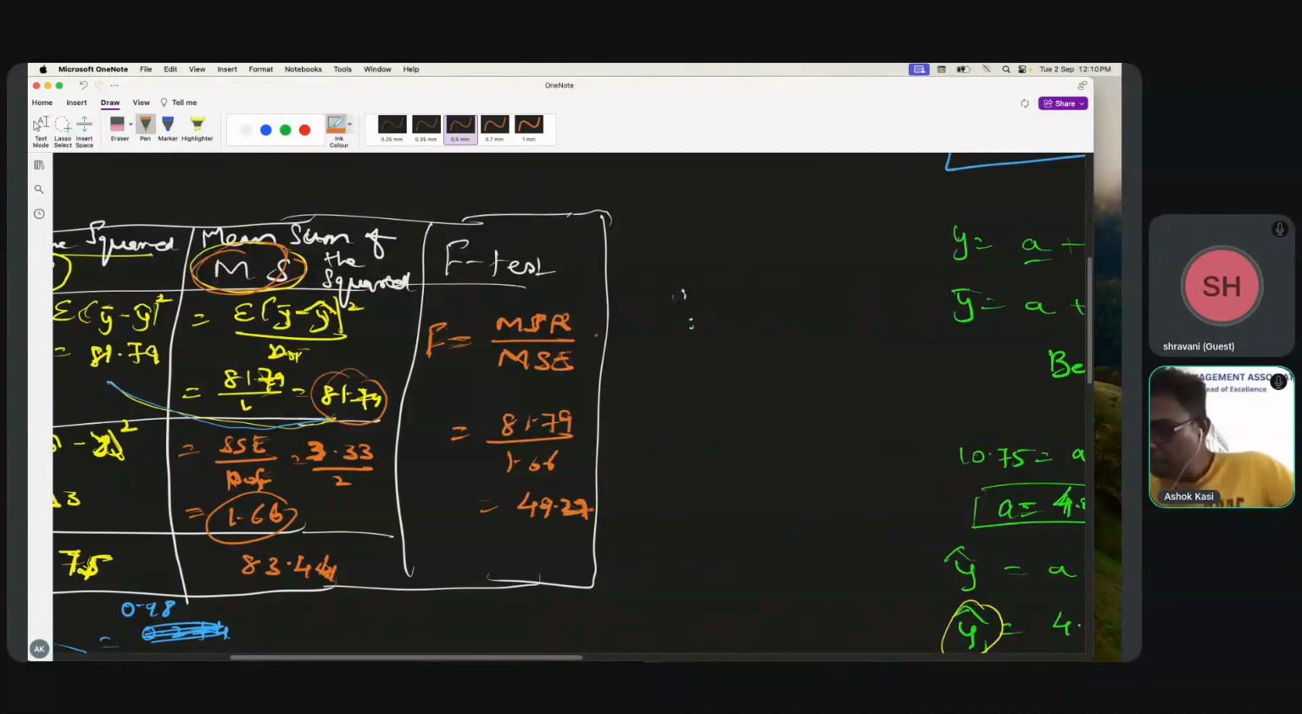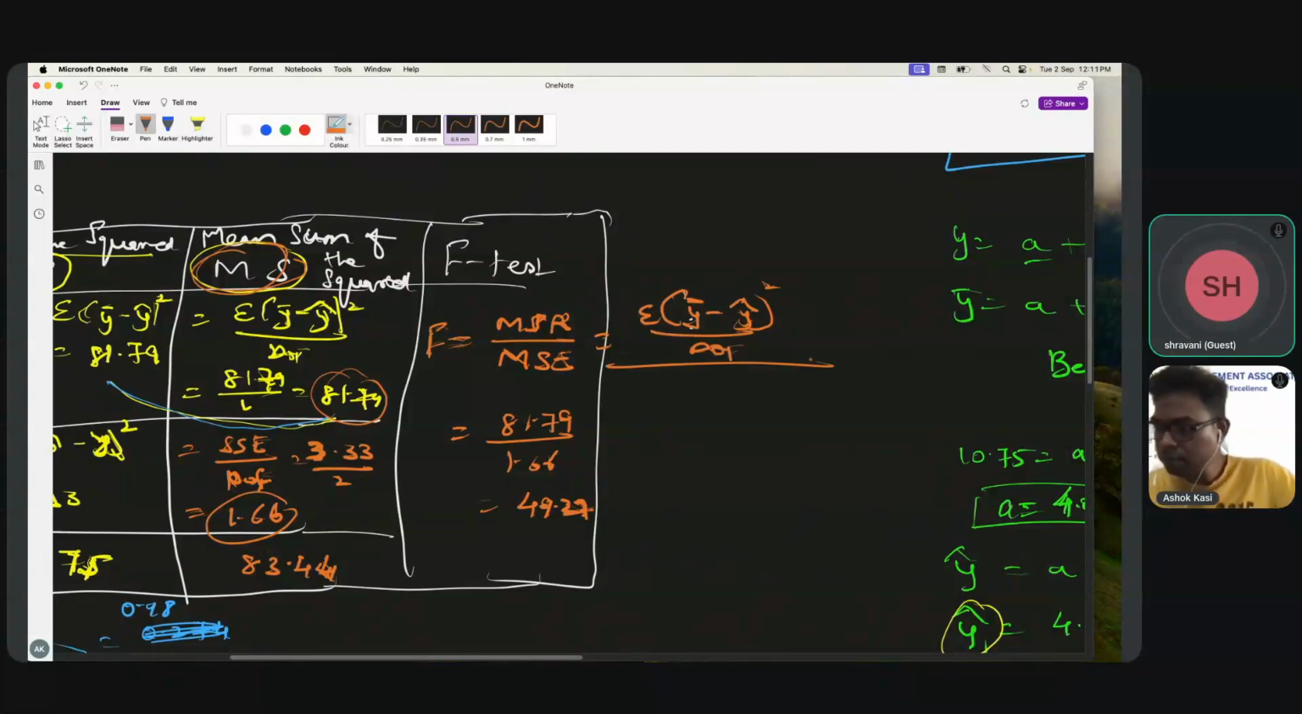So why is the formula like this? If I elaborate this formula, what is MSR? MSR is the summation of y bar minus y hat, the whole square, divided by degree of freedom, divided by the summation of... I can write this also.